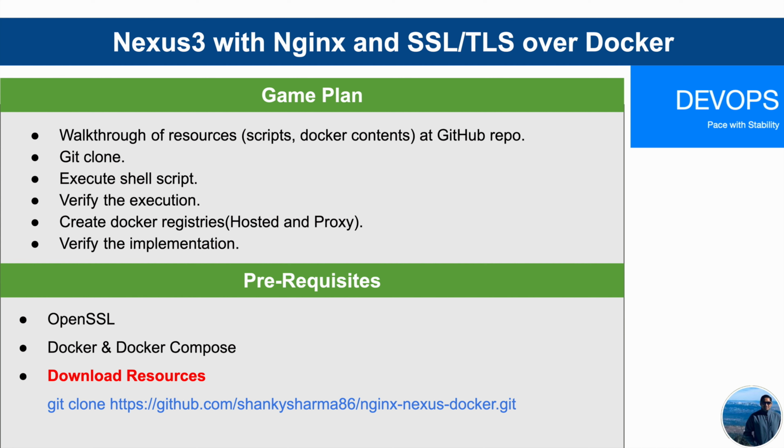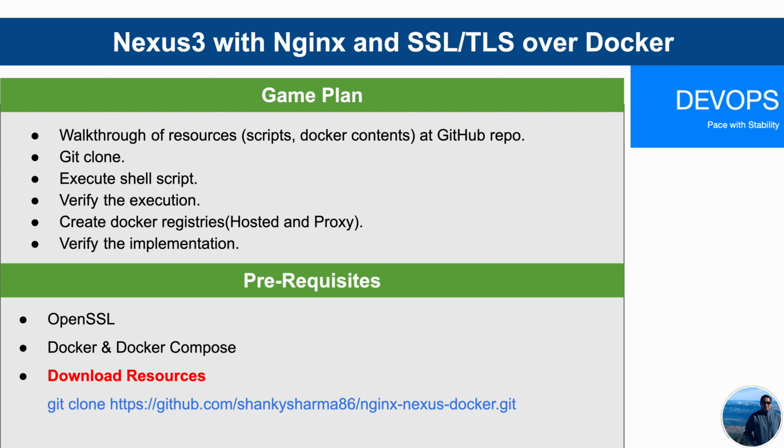Then we will take a clone from the GitHub repository. The URL for the GitHub repository will be available in the description section. Then we are going to execute our shell script. We verify the execution of the shell script. We will create Docker registries, hosted and proxy after that, and then ultimately we'll verify the actual implementation by performing commands such as Docker pull, Docker push.